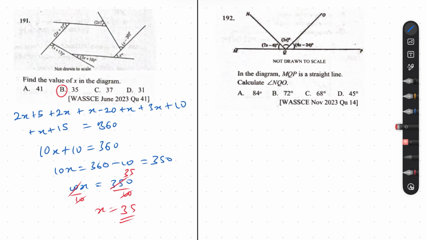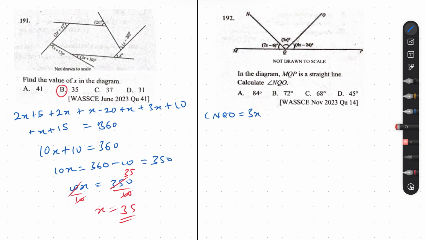192. The question says in the diagram, NQP is a straight line. We should calculate the angle NQO. So this is the angle we are trying to find, which is 3x. Angle NQO is equal to 3x. So first we just need to find x.